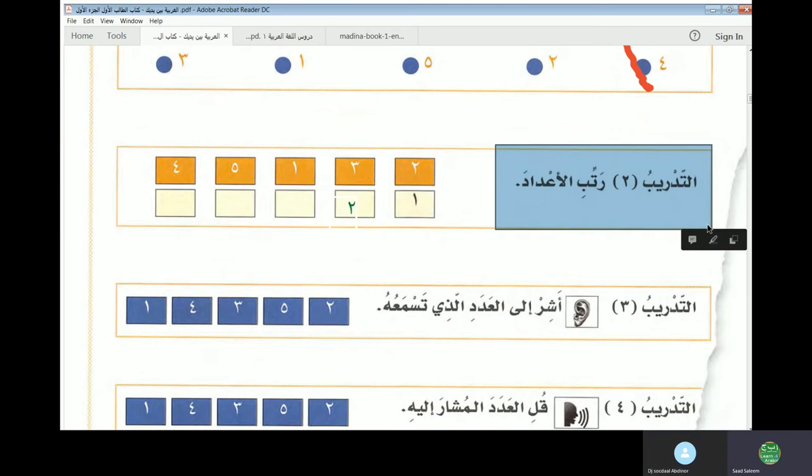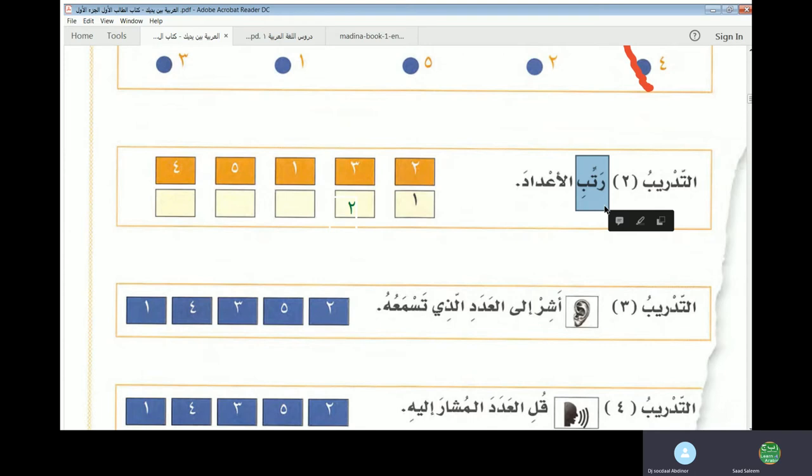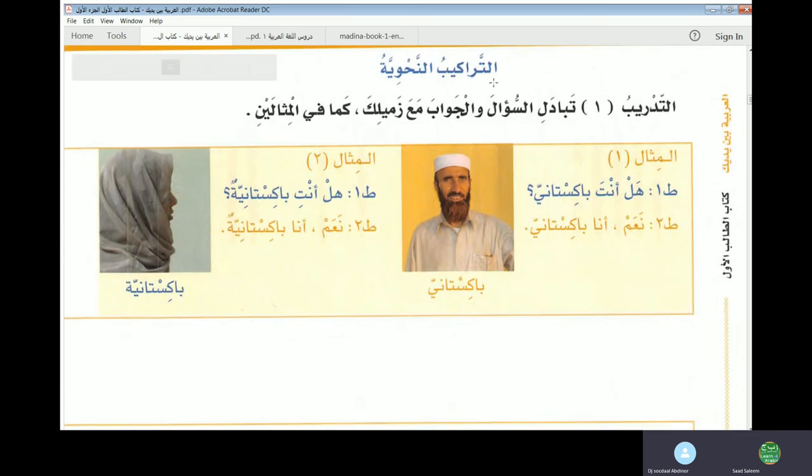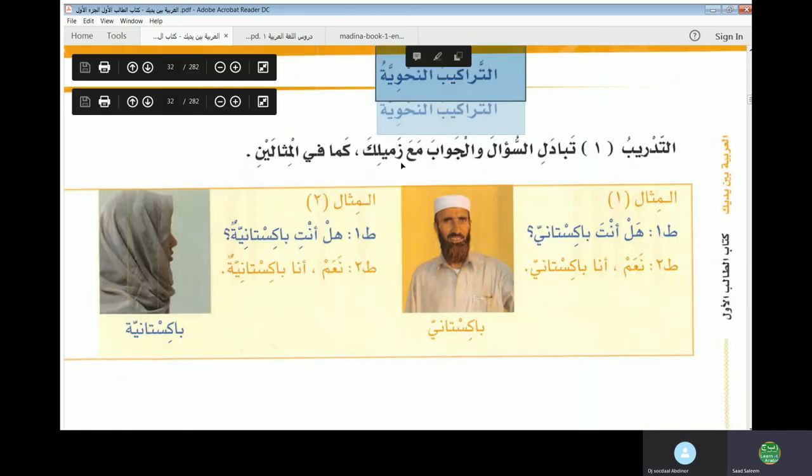Second exercise: rattib al-a'dad, arrange the numbers. Rattib means arrange or sort. In the first box we write wahid, in the second box we write ithnan. What will you write here? We don't have books here, we have numbers. You write thalatha here. Then arba'a and khamsa. Okay, good. Next, tarakib nahwiya, grammatical structures.